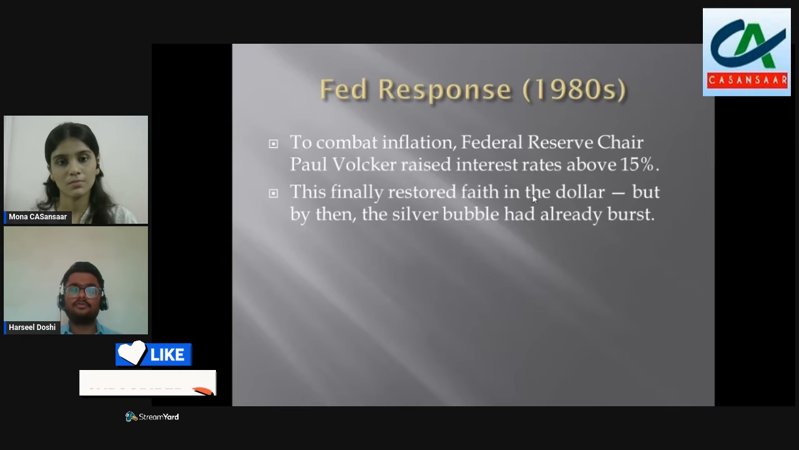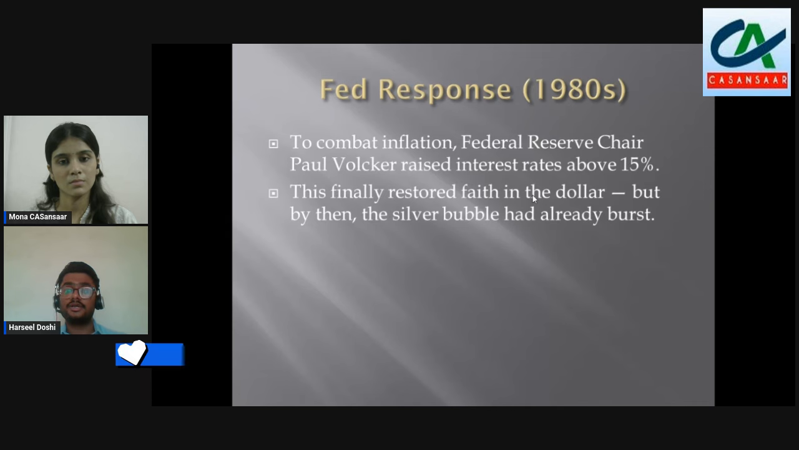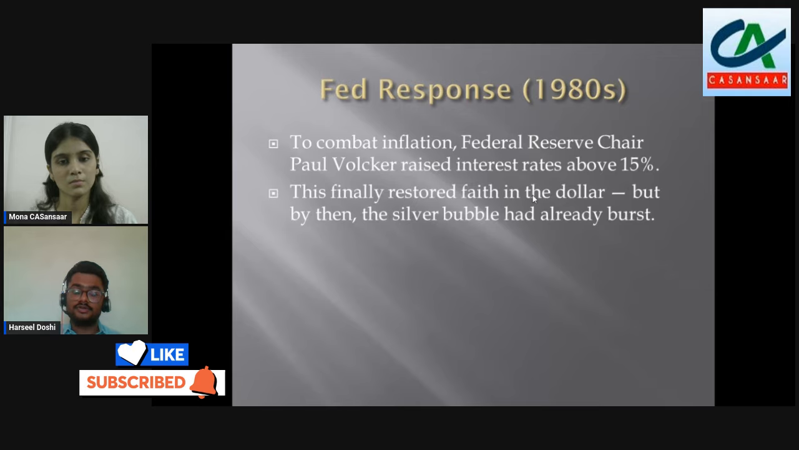So what was the Federal Reserve's response to this situation? First of all, to combat inflation, Federal Reserve Chair Paul Volcker raised interest rates very rapidly to 15 percent at the start of the year 1980. Due to this, people restored their faith in the US dollar. And by this time, silver had also gone into a bubble.